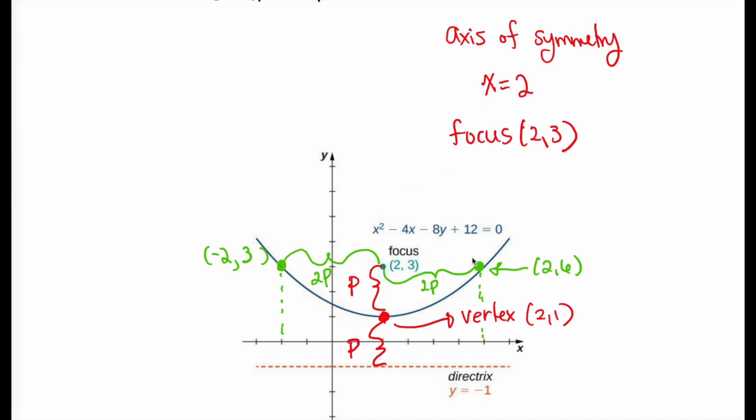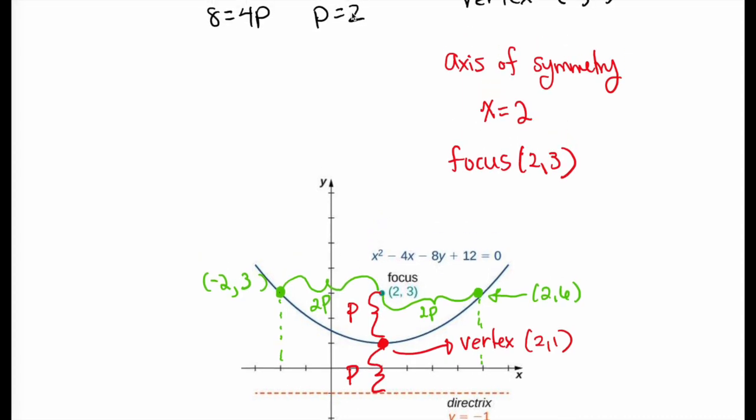And then to see how far my parabola opens up, to actually plot a point, since this point right here is (2, 3), I know my latus rectum comes straight across through the focus from side to side of the parabola. And I know each side of that latus rectum is 2p. Since my p is 2, I'm going to come out 4 in either direction. So when I come out 4 this way, that lands me at (-2, 3). And when I come out 4 this way, that lands me at (2, 6). So I can see how wide this opens.